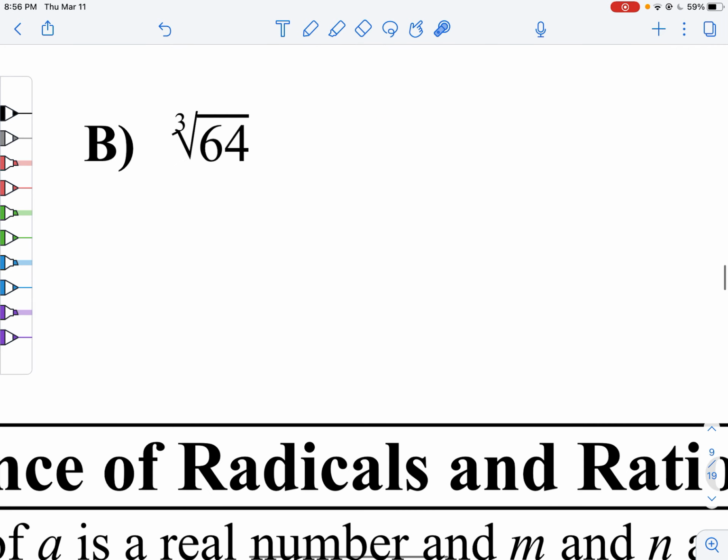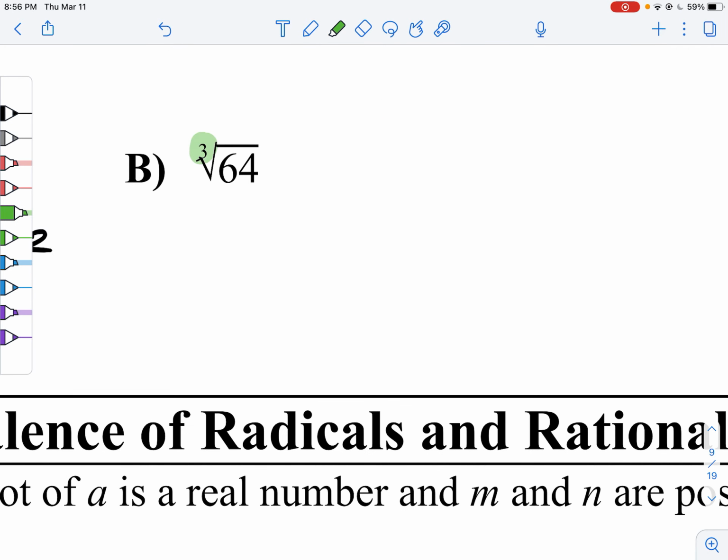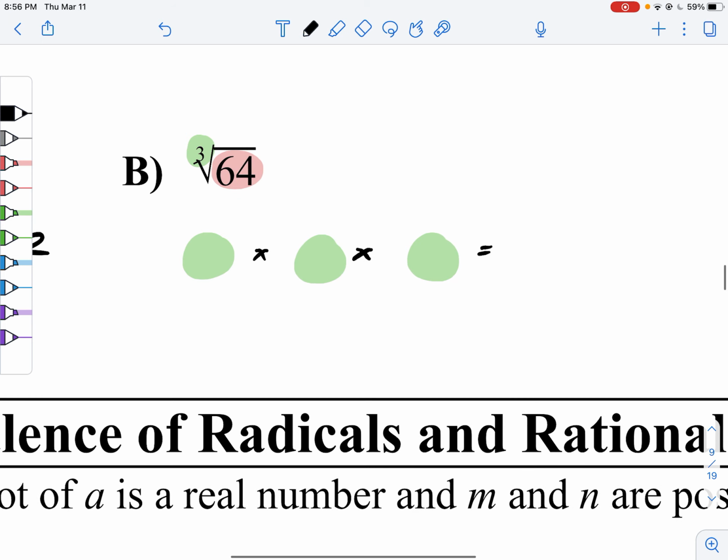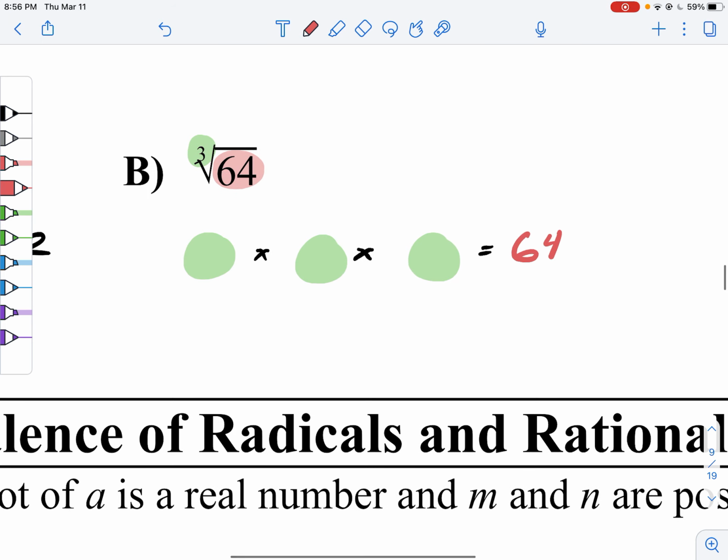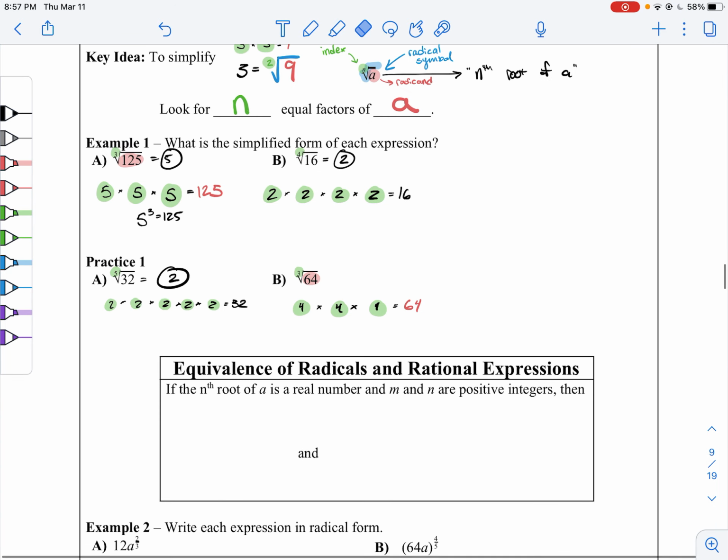What are you trying to find here? You're trying to find some number that when multiplied by itself 3 times equals 64. Can you find it? I found it right here. That's a coincidence, but it is, in fact, 4. So that's fun. Okay, cool.